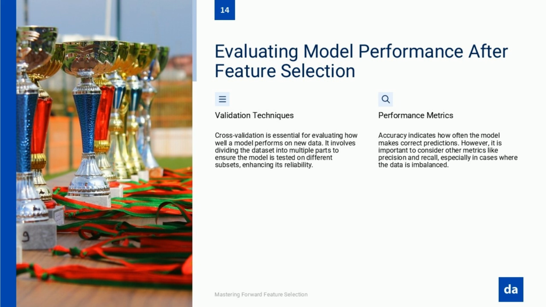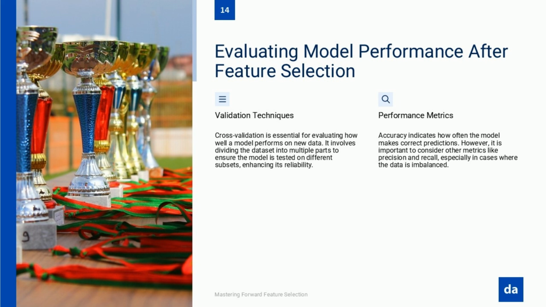Bottom line, a model with well-selected features should improve across multiple metrics, not just one. If accuracy goes up but recall drops significantly, or if precision improves but overall error increases, we might need to tweak our selection process. Feature selection isn't just about choosing features, it's about choosing them wisely.